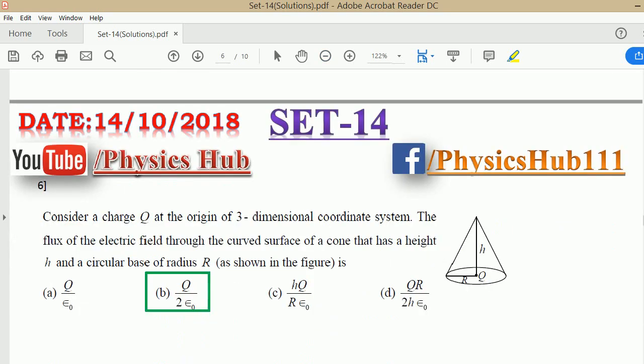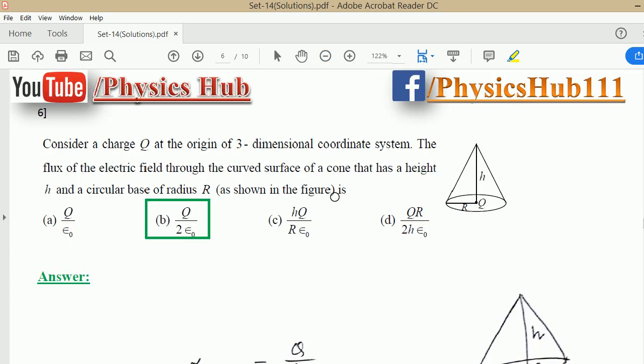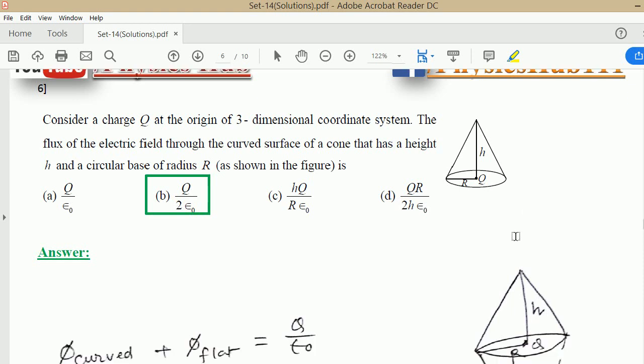Now moving to question number 6. Consider a charge q at the origin of a three-dimensional coordinate system. The flux of the electric field through the curved surface of a cone that has a height h and a circular base of radius r, as shown in the figure, is? Now look, if you want to apply Gauss theorem, then we need a closed surface. But look, the q is situated here, so it is closed from above, but it is not closed below, so we cannot apply Gauss theorem here.